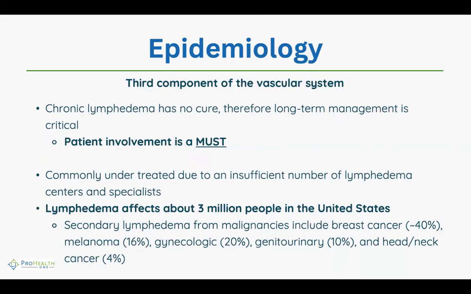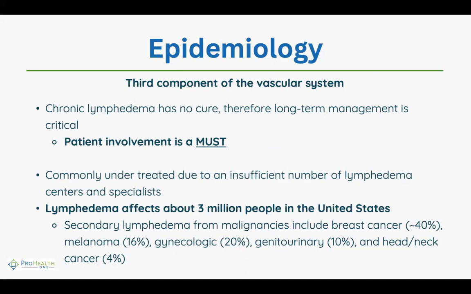Then let's talk a little bit more about epidemiology. Like we mentioned before, the lymphatic system is that third component of the vascular system, which is very important in returning fluid back to the system. Chronic lymphedema itself has no cure. So when someone gets to the stage where they have chronic lymphedema, it's a lifelong, long-term management problem, which makes it really important to have buy-in from the patient to manage it properly. It's commonly undertreated because there are not a lot of very specialized people who treat it, and lymphedema clinics and things like that.